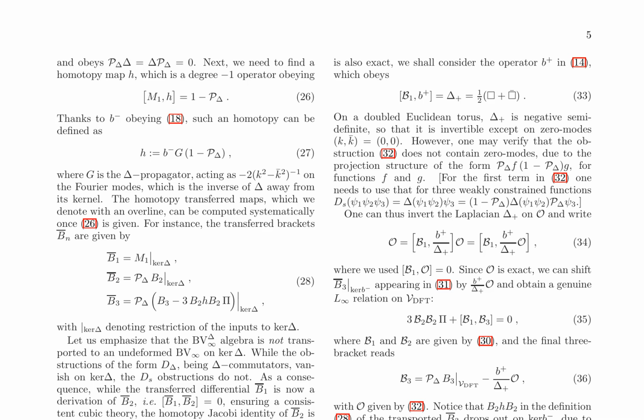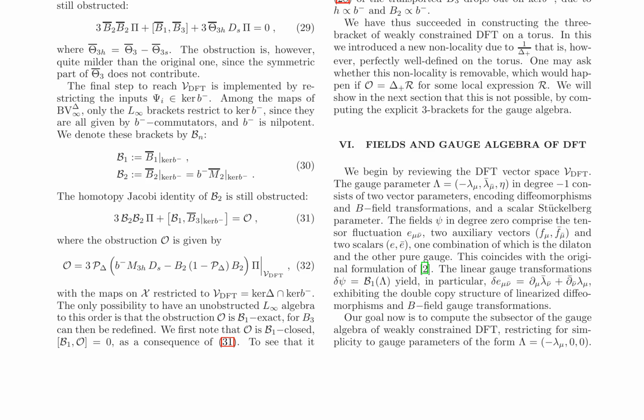In the context of double field theory, DFT, the authors aim to construct a gauge algebra for weakly constrained DFT on a torus. They start by introducing a homotopy map H, which is a degree 1 operator obeying B1 H equals 1 minus P increment. The homotopy transferred maps, denoted with an overline, are computed systematically once the homotopy map is given.